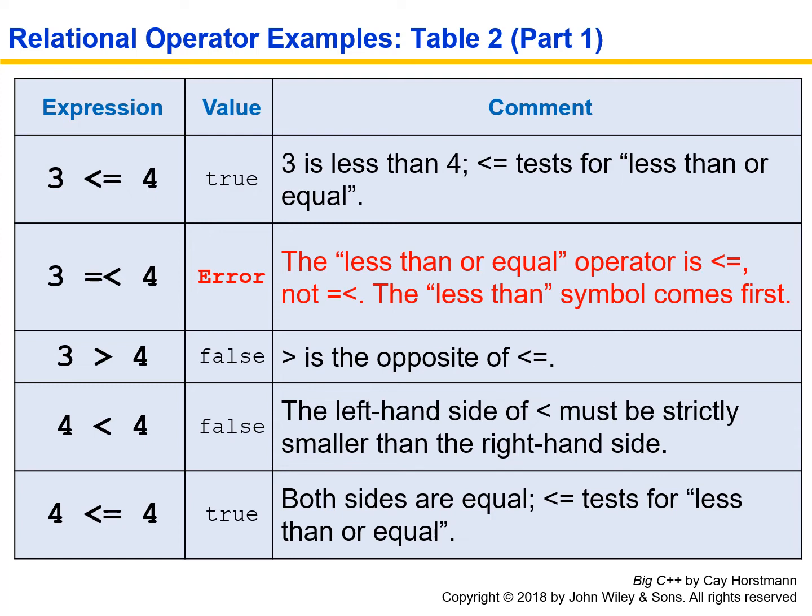Here are some examples of these relational operators at work. 3 less than or equal to 4 is going to be true. 3 equals or less than 4 is putting the symbol backwards, and so that's not going to compile. 3 greater than 4 is going to be false. 4 less than 4 is going to be false, but 4 less than or equal to 4 is going to be true.